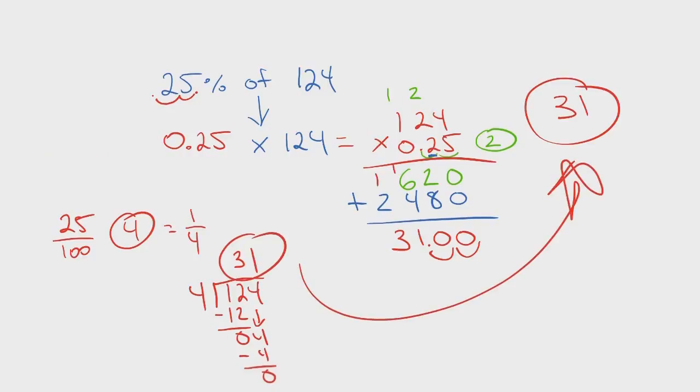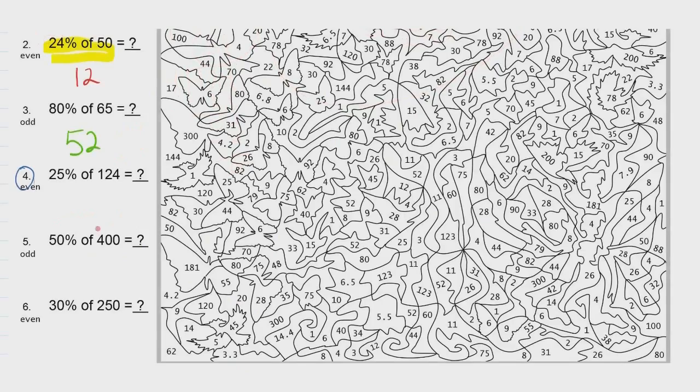If you don't understand what I did, you can do it this way. It works perfect all the time. The answer is 31. And I put it in red because all the evens were put in red.